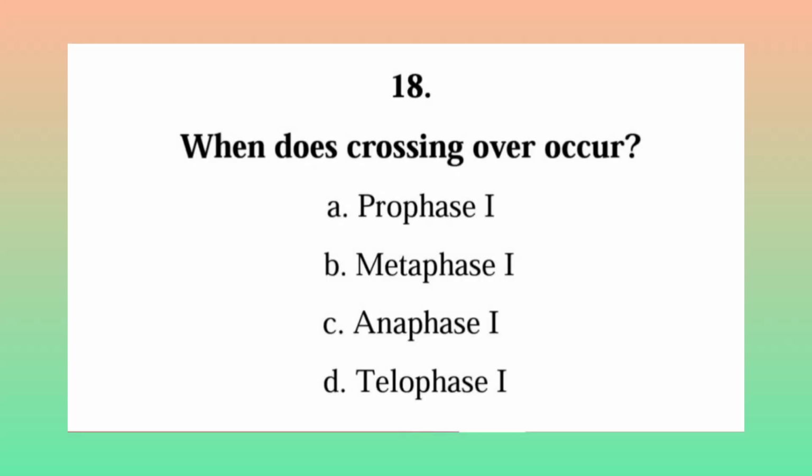18. When does crossing over occur? A. Prophase 1. B. Metaphase 1. C. Anaphase 1. D. Telophase 1. Answer A. Prophase 1. Crossing over or exchange of genes between non-sister chromatids of homologous chromosomes takes place during the pachytene stage of prophase 1 of meiosis 1. So answer is A. Prophase 1.